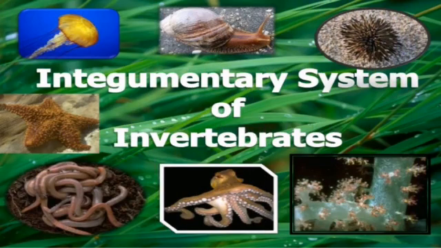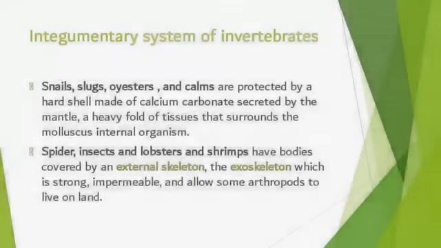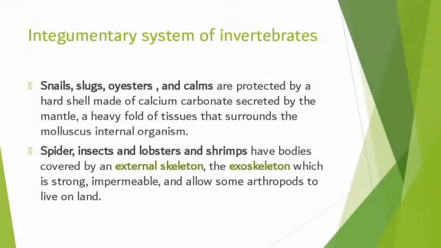Okay. So first of all, let us talk about the integumentary system of invertebrates. What is the integumentary system of invertebrate animals? Snails, slugs and oysters are protected by a hard shell made up of calcium carbonate secreted by the mantle, a heavy fold of tissue that surrounds the mollusk and its internal organs.